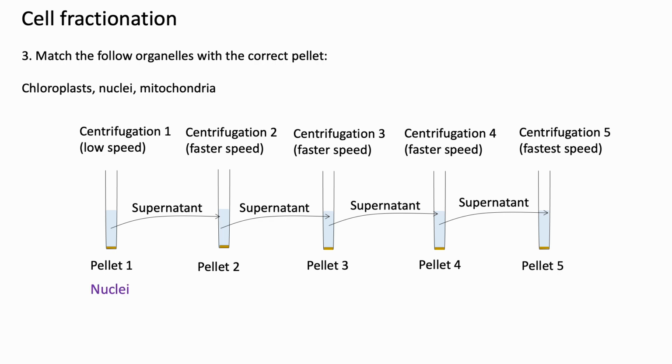And so what we'd get is, as I said, nuclei in pellet 1, that are the heaviest organelles. We get the chloroplasts, so they're lighter than the nuclei. So we'd get those in the second pellet. Third pellet, we would get mitochondria. So the mitochondria are lighter than chloroplasts and nuclei, so we'd require 3 spins. If this was an animal cell, if we wanted to get the mitochondria, we would just require 2 spins, and the mitochondria would be in the second pellet.